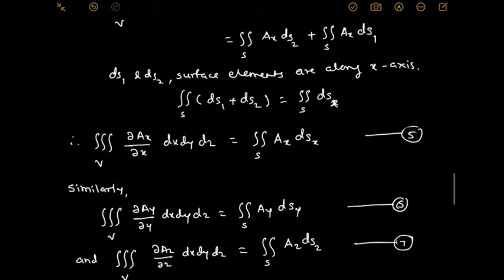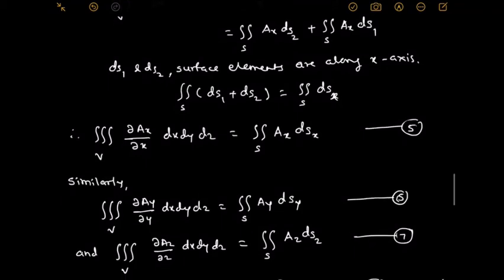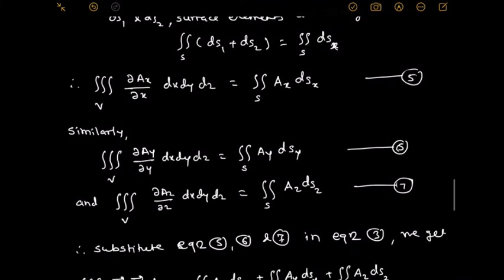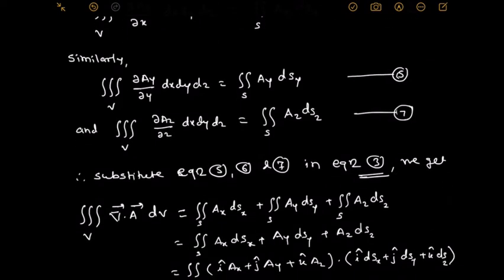Similarly, for another small portion of the surface taken along the z-axis, the volume integral of ∂Az/∂z dx dy dz is equal to the surface integral Az dsz. Hence we get the three terms in equation number 3. Now we simplify equation 3 by putting in the values of 5, 6 and 7.